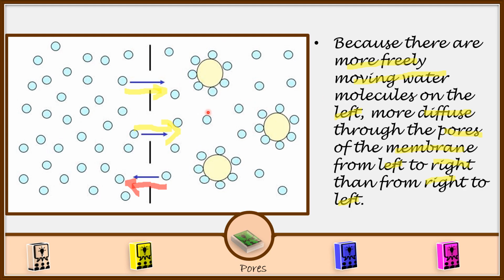Osmosis is going to be the movement of water molecules from a region of their high concentration, a region of high water molecule concentration, to a region of low water molecule concentration. So water is mainly going to move from left to right. Much of the water flows faster from left to right than from right to left.